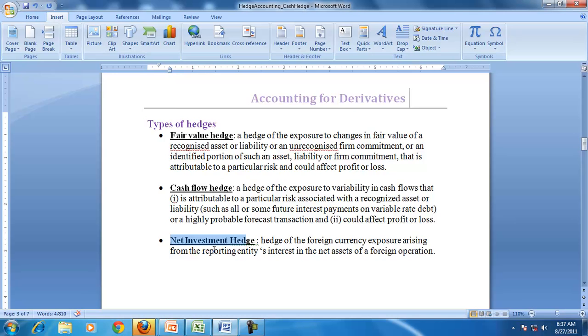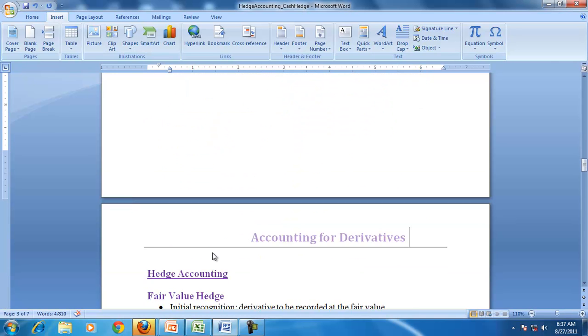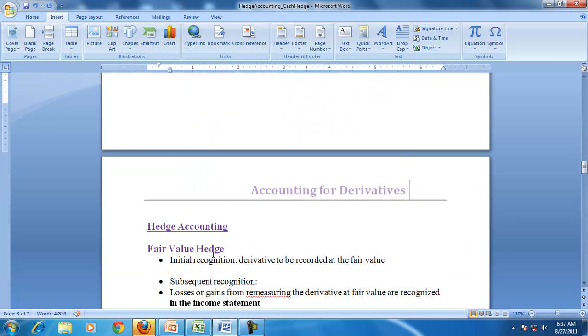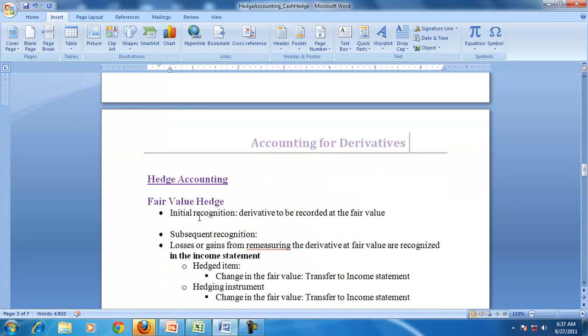Now let us see the accounting for that. As we have already said, accounting for hedge is a type of derivative accounting, and derivative accounting is governed by IAS 39 and Ind AS 39. So there is initial recognition and subsequent recognition. In initial recognition, the fair value hedge has to be recorded at the fair value.